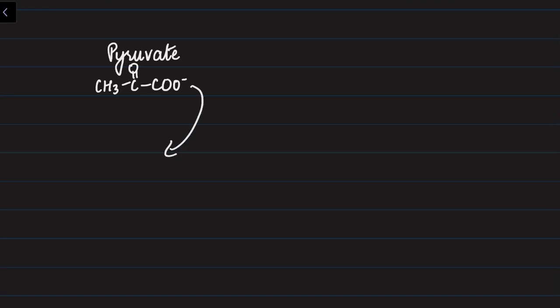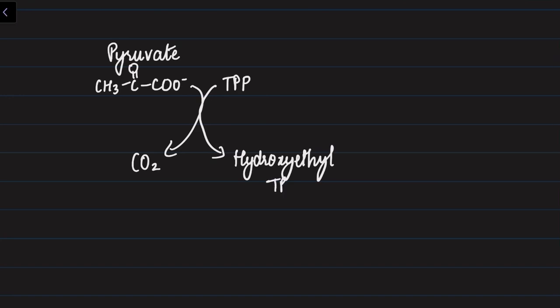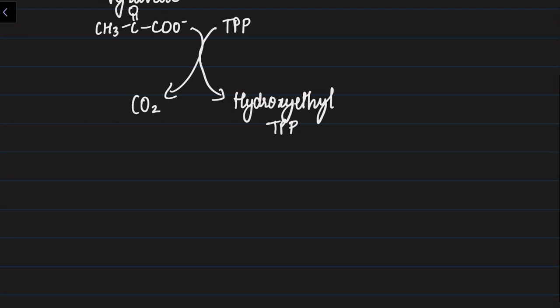Pyruvate, something like this happens, where there's TPP and you get CO2 and hydroxyethyl TPP. Right off the bat, what is going on? How do you read this double-headed arrow? This is basically, so if this is A, B, C, D, this is a fancy way of saying A plus B gives C plus D. That's all.